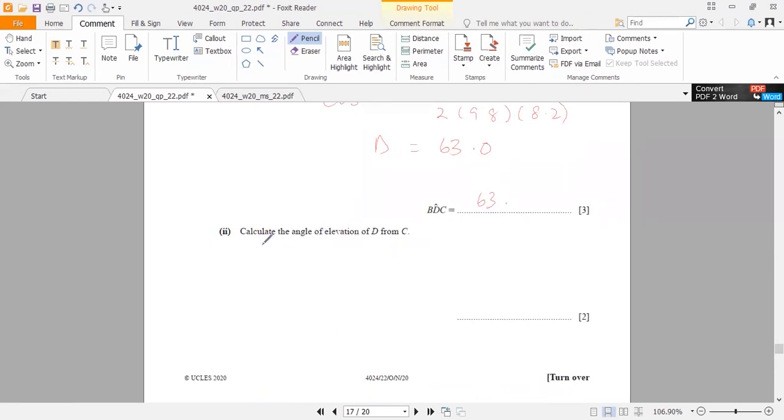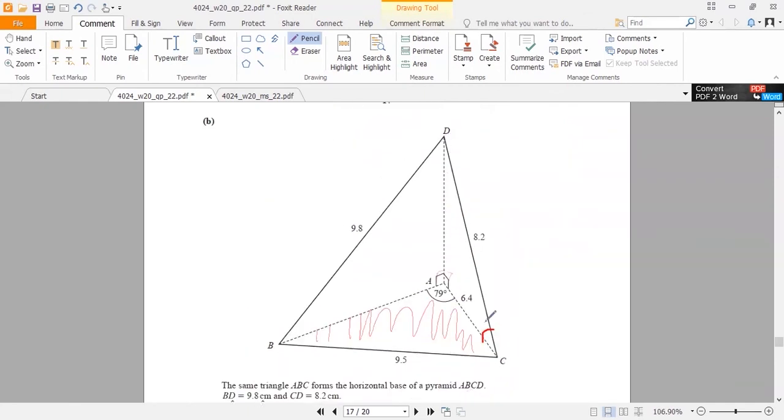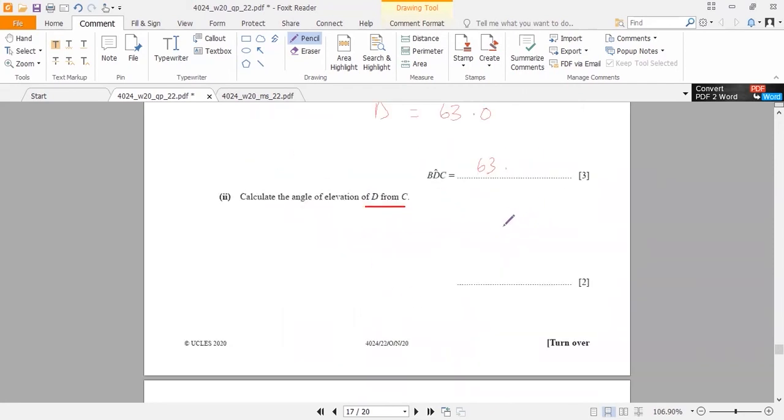Now come to part 2. Calculate the angle of elevation of D from C. So we need to consider this triangle DAC. We need to find this angle. Firstly, let me draw the diagram. This is A forming 90 degrees, and C, D. CD is 8.2 and AC is 6.4. So I have to find this angle.